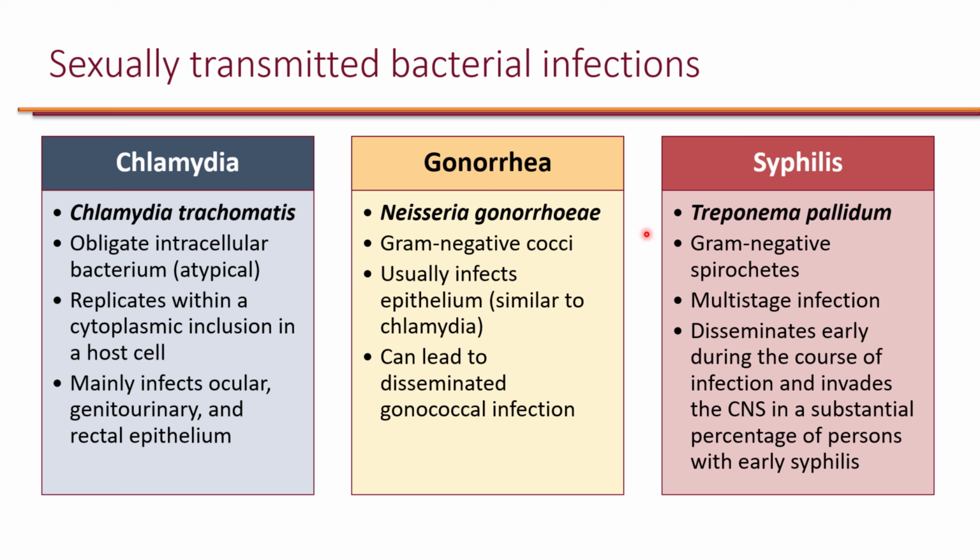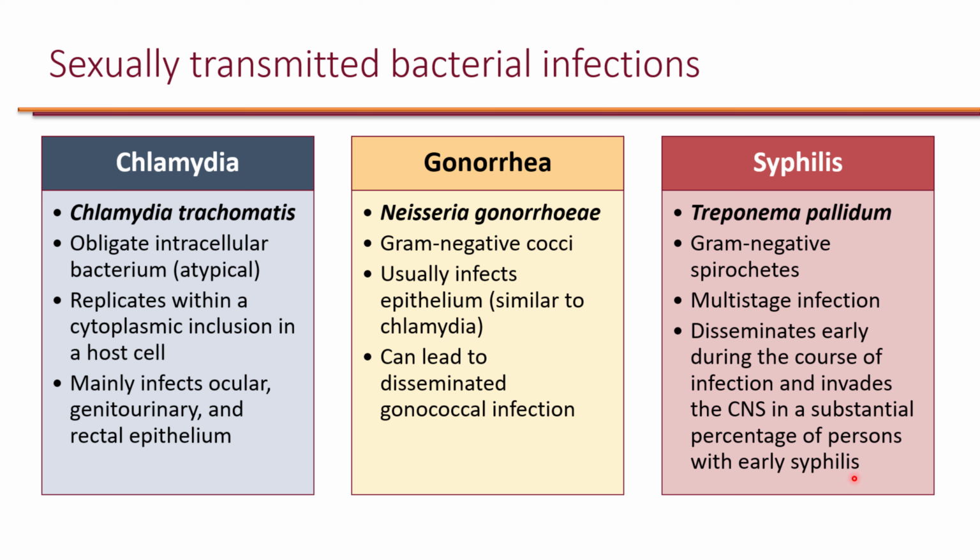Syphilis is caused by Treponema pallidum, which is a gram-negative spirochete. Essentially, it looks kind of like a spring, so to speak, in its shape. And syphilis is a very severe infection in the sense that, first of all, it has a multi-stage infection. So it goes from a very mild infection to essentially a life-threatening infection over a period of time. It essentially disseminates early during the course of infection and invades the central nervous system.